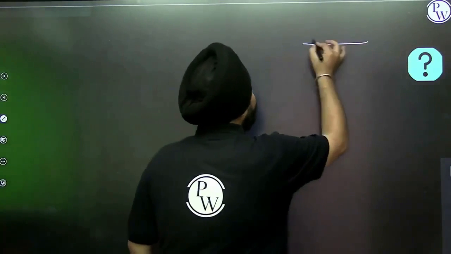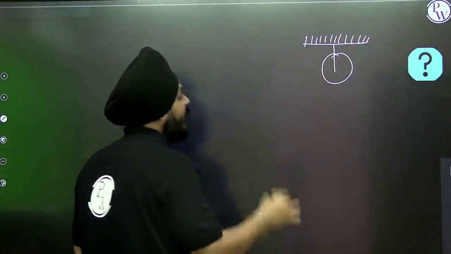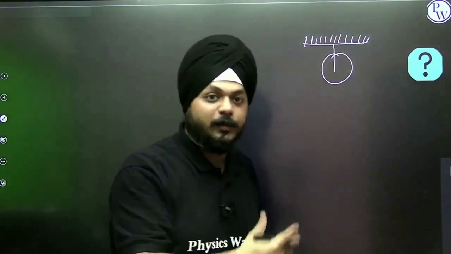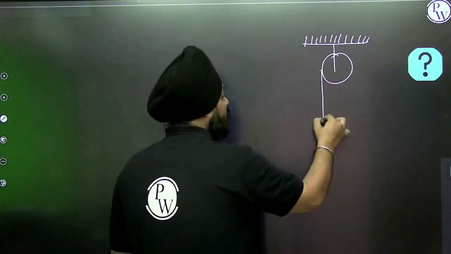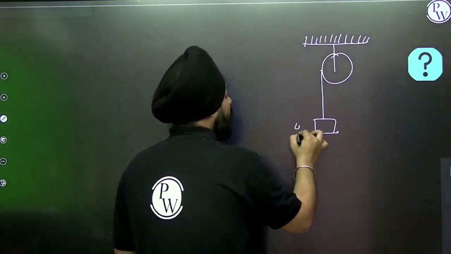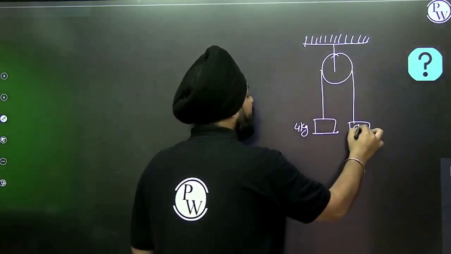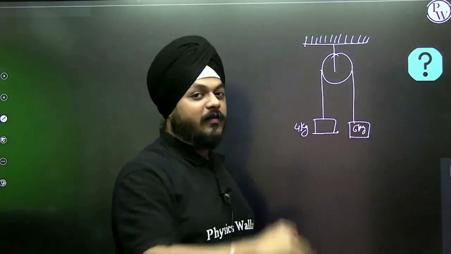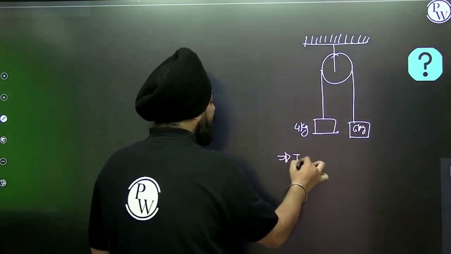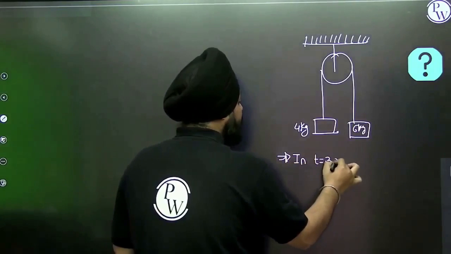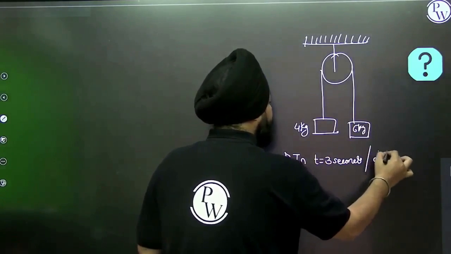Suppose in this, you are going to understand the concept of the center of mass in a more appropriate manner. Suppose this is of 4 kg, and this is of 6 kg. Initially, they are at the same level. The question states that in t equal to 3 seconds, what will be the distance covered by the center of mass?